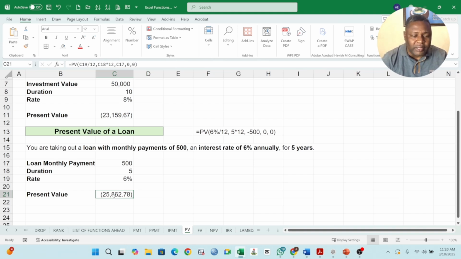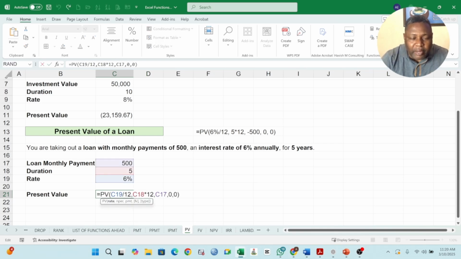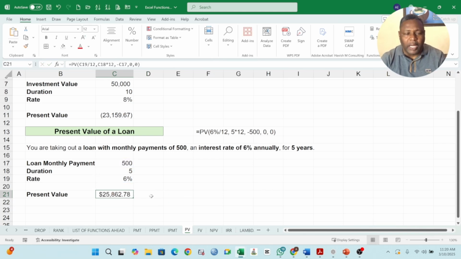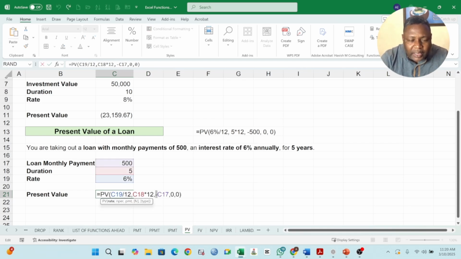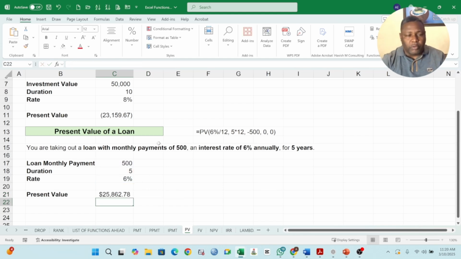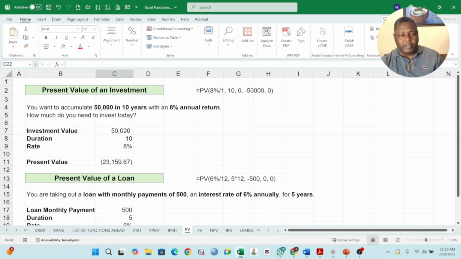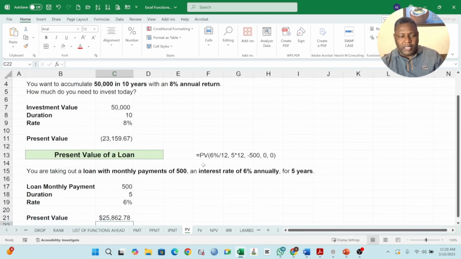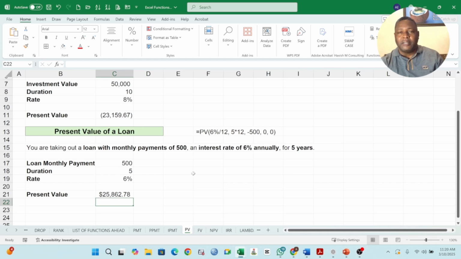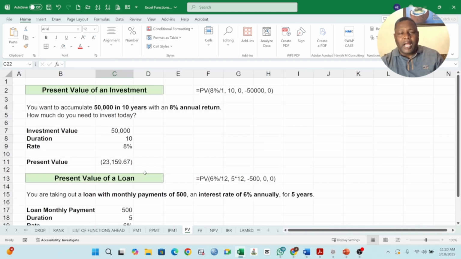And because this is not a payment, it's coming to you, you probably want to say this value should be negative, so that will now come to you as what you are getting. So I'm just making that 500 payment, the one that is in C17, a negative value because it's a payment. Okay, so that is the present value function. It's a very powerful function, and of course you can also use it in loan amortization schedules and other things.